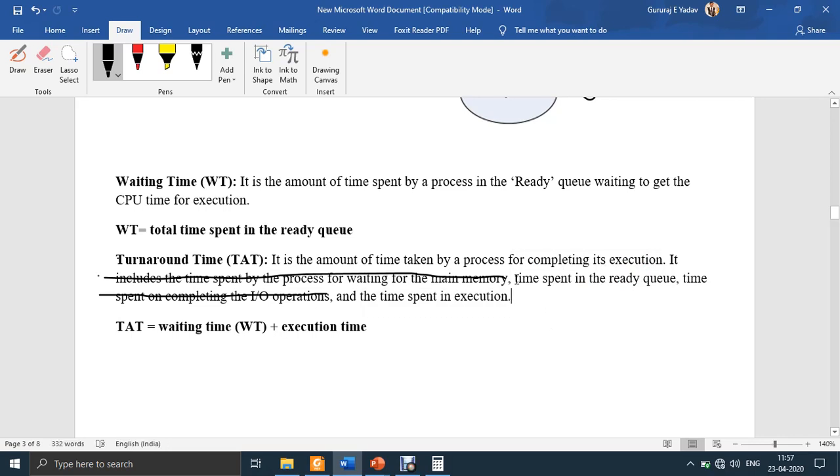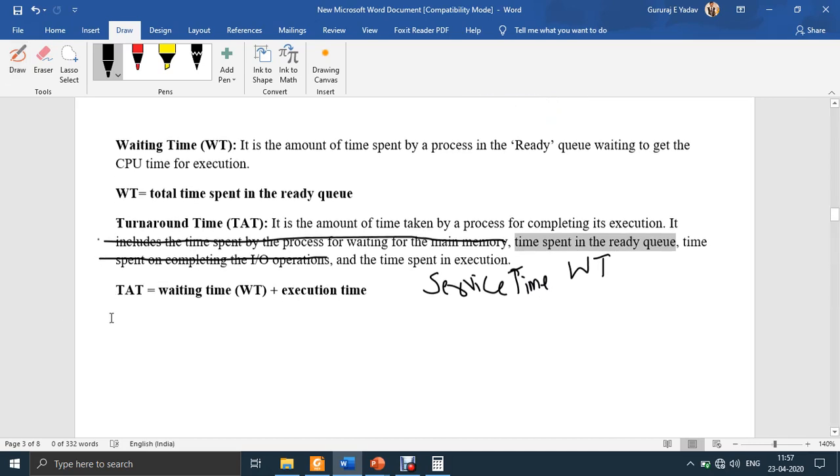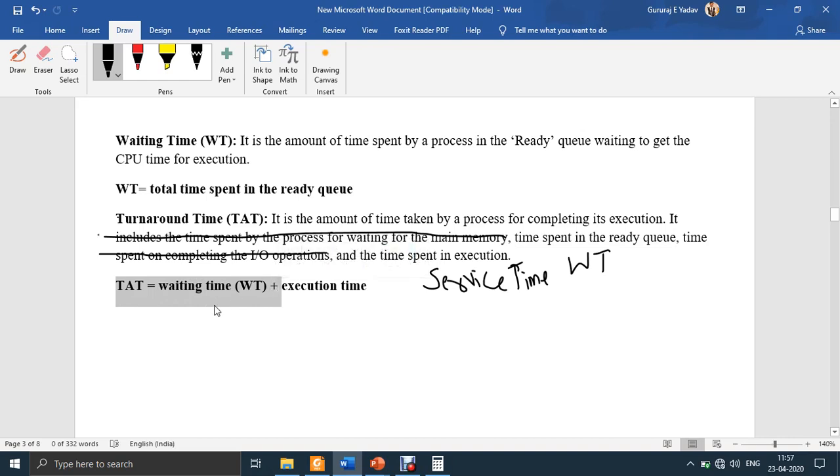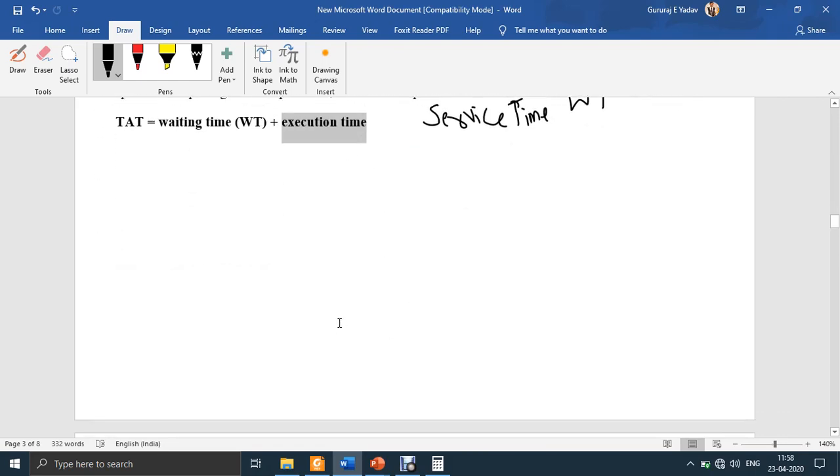Now, what is time spent in the ready queue? This is nothing but the waiting time, which we already found out. And what about time spent in execution? This is nothing but service time, the service time of the individual process. Hope it is clear. So what will TAT be equal to? The turnaround time for each process will be equal to waiting time plus execution time. This is how you can find out TAT.